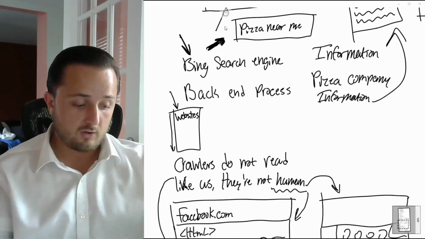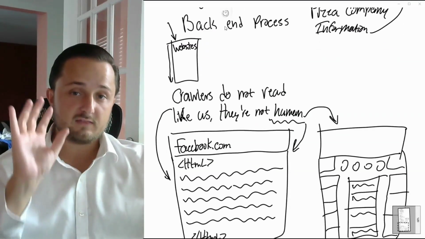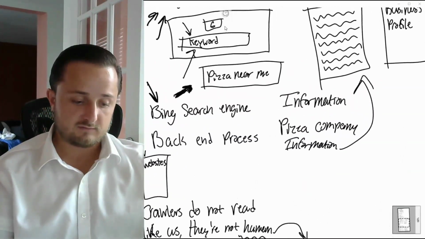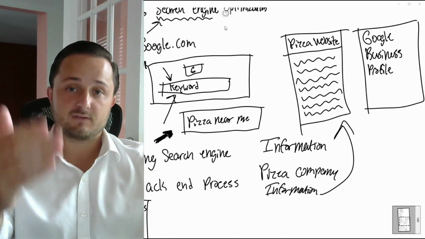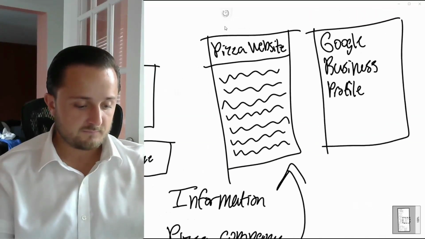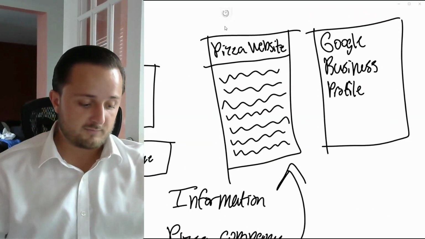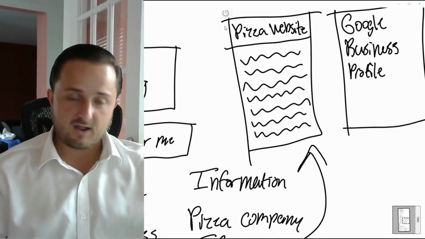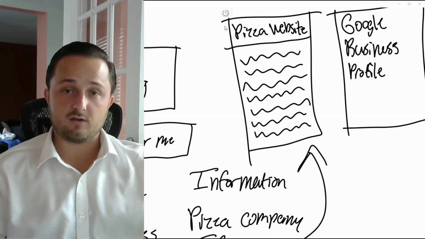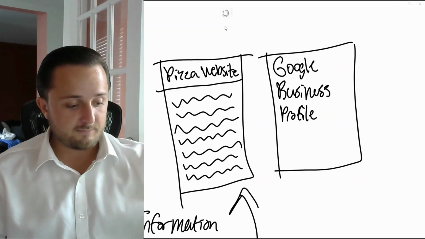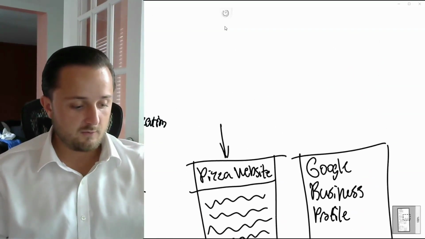They all have crawlers. They all will send these robots to the websites, to these listings, to get information about the business, right? So let's go back over here. So we have our website. Our website has information about our pizza company. It's got our address, it's got our location, it's got all the stuff about us, right? Then, this website we own.